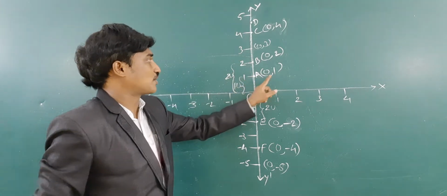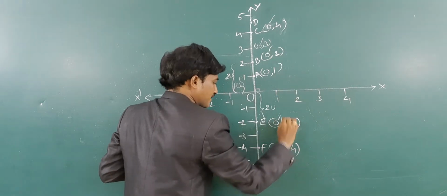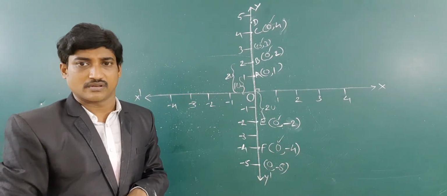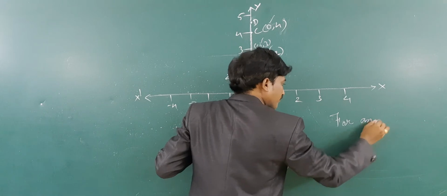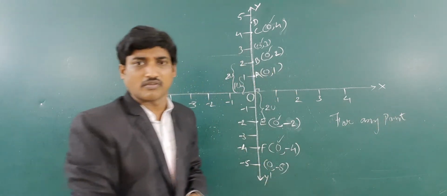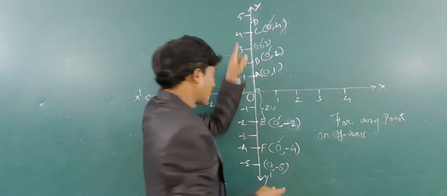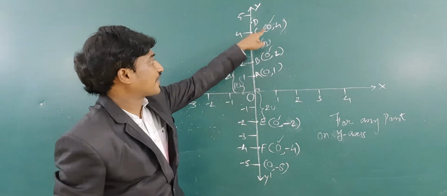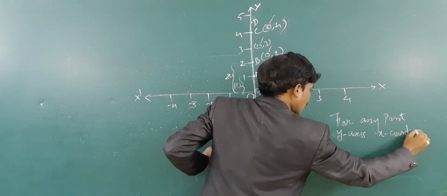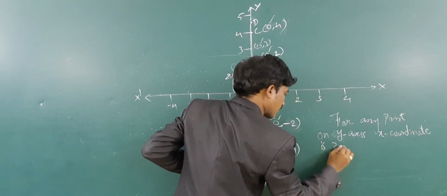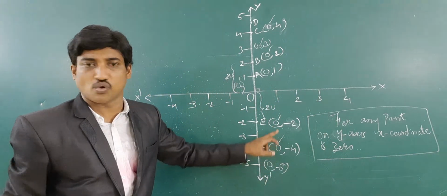See, points on y axis are 0, 1, 0, 2, 0, 3. That is, x coordinate is 0. For any point on y axis, x coordinate is 0.